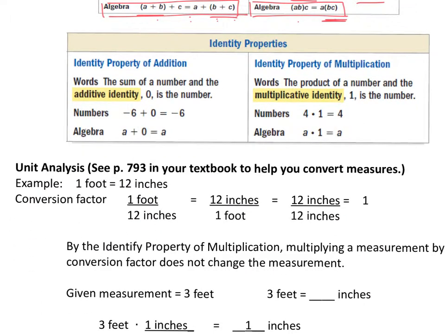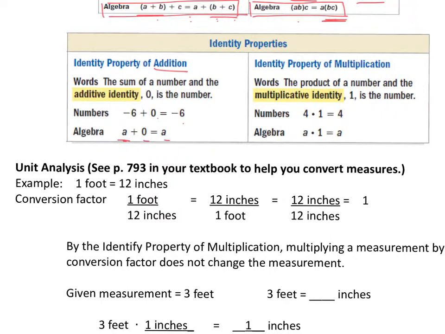Identity properties. The identity property of addition. In words, it just means the sum of a number and the additive identity 0 is the number. So a numerical example will be -6 plus 0 will still be -6 itself. And algebraically, any variable A plus 0 will still be the same variable.